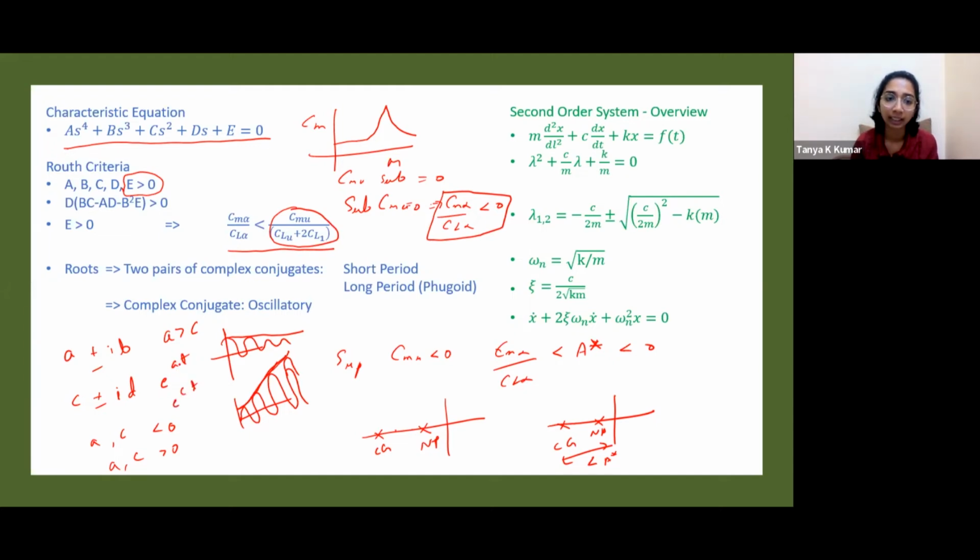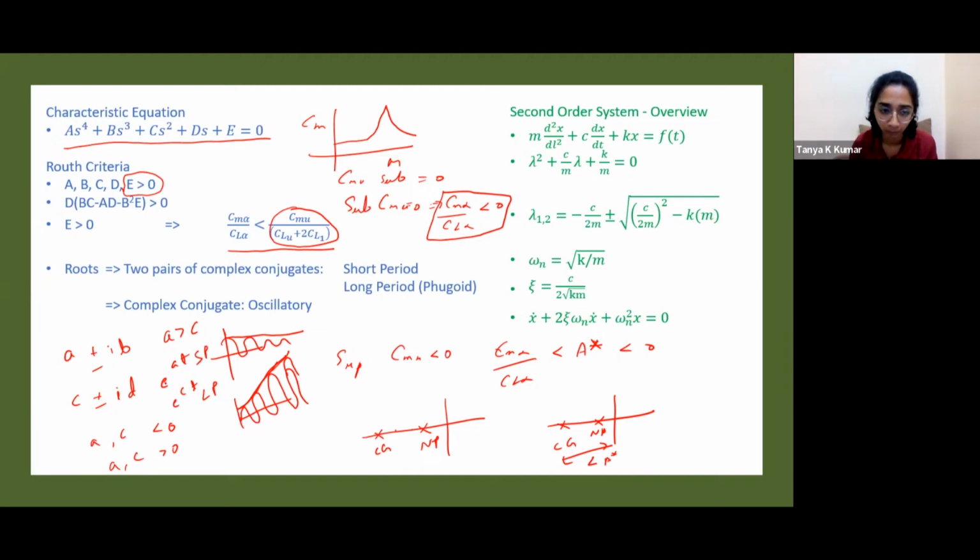So when A is greater than C, it decays fast. Okay, so the exponential curve goes very fast to the equilibrium. Now when C is small, it takes time to go to the equilibrium. So it takes a long time. So this is characterized by the long period mode, and this is given by the short period mode.